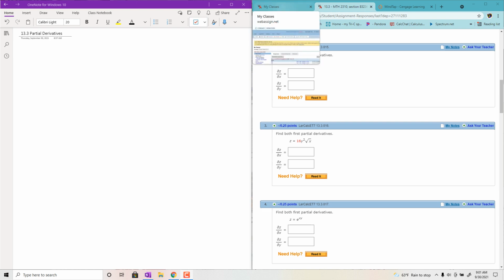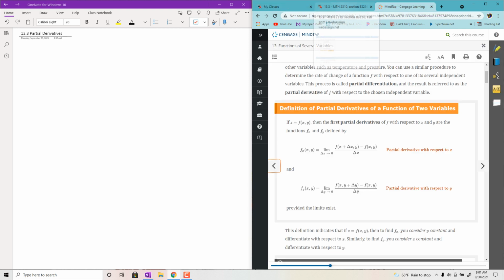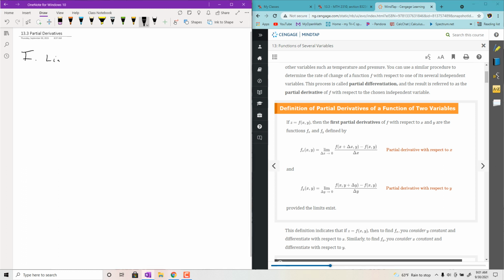Hey, welcome back. This is 13.3, and now we're going to do the partial derivatives. So we looked at limits, and we can define the partial derivative in terms of a limit. So that's what we'll do first: the limit definition.